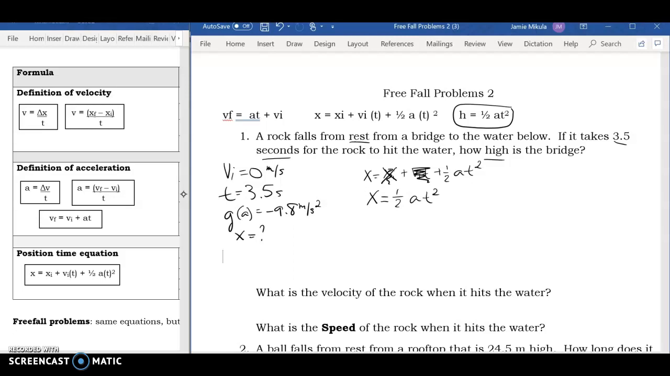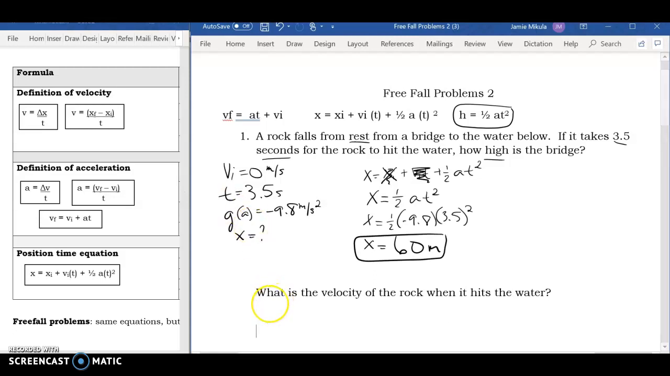All right, so x is the distance. We don't know. 1/2 times negative 9.8 times 3.5 squared. When I plug that into my calculator, I get 0.5 times negative 9.8 times 3.5 squared is negative 60. So the height is actually just going to be 60 meters.